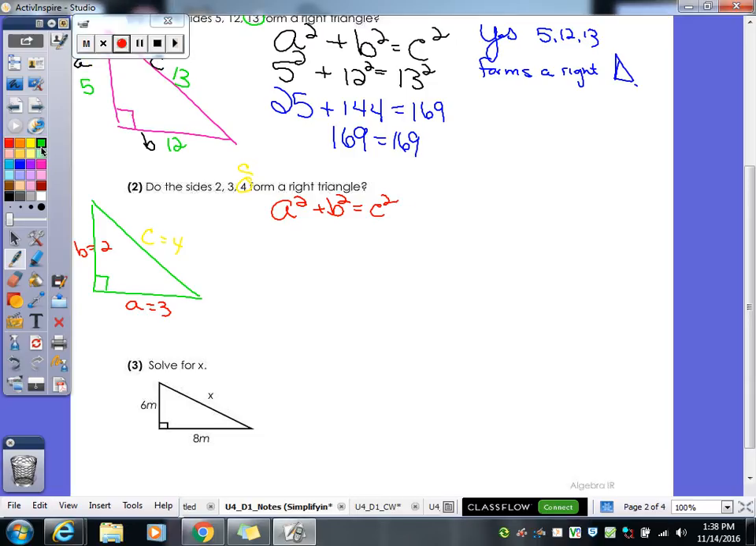Okay, so let's plug this in. I'm going to have 3 squared plus 2 squared. Does that equal 4 squared? 9 plus 4. Does that equal 16? 13 does not equal 16, so this is not a right triangle. 2, 3, 4 does not form a right triangle.